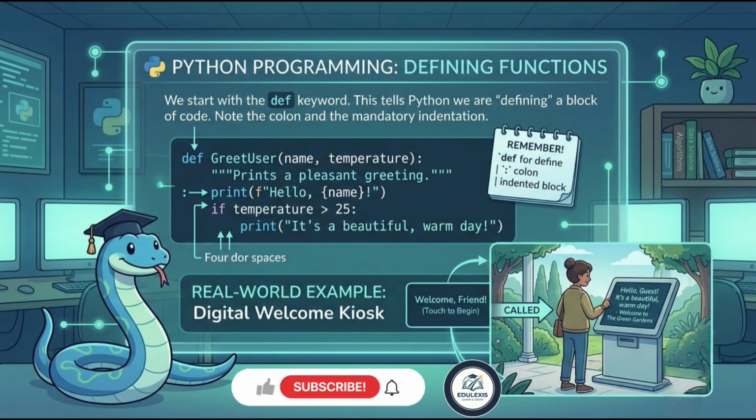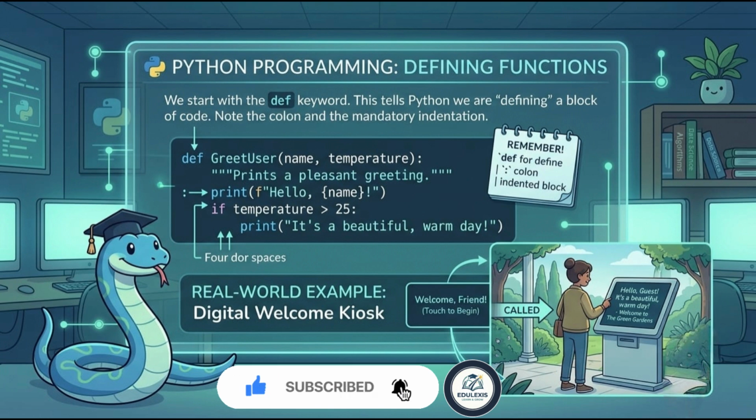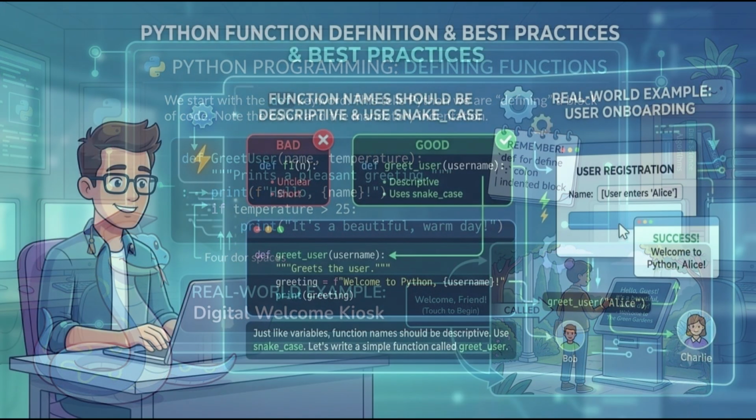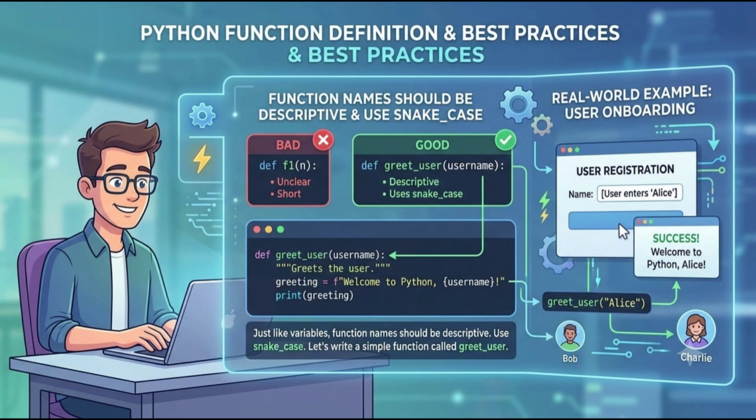We start with the def keyword. This tells Python we are defining a block of code. Note the colon and the mandatory indentation. Just like variables, function names should be descriptive. Use snake case. Let's write a simple function called greet_user.